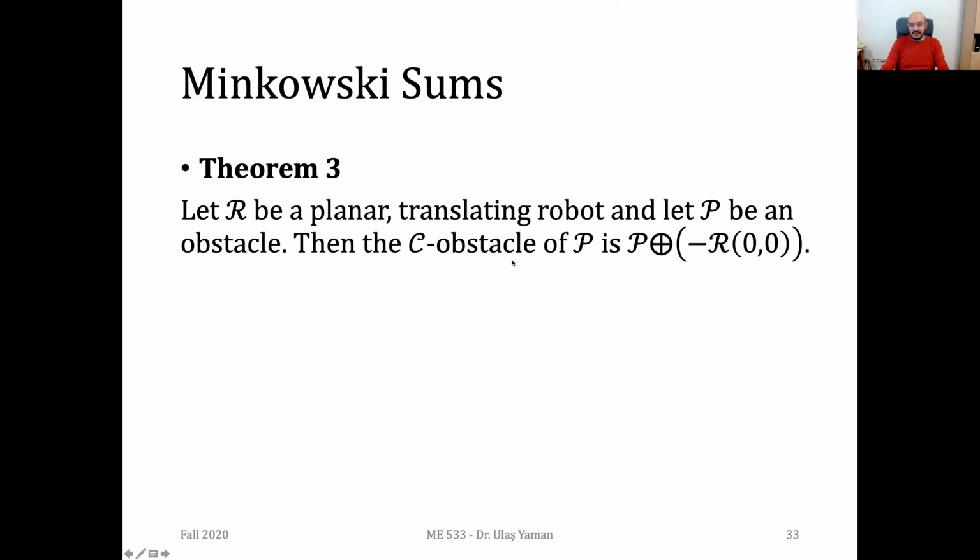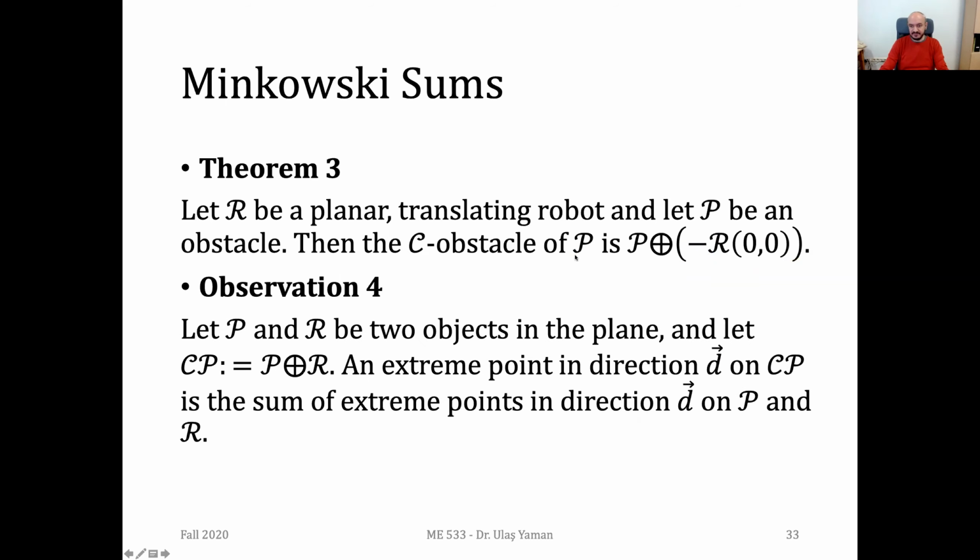So what about the CP, or the configuration space obstacle of our obstacle P? It's actually the Minkowski sum of our obstacle with the negative of our robot. This is an important parameter here, an important sign. We are negating our robot and then doing the Minkowski sum to determine the configuration space of our obstacle. So our robot shouldn't be moving inside this space, otherwise there will be collisions.